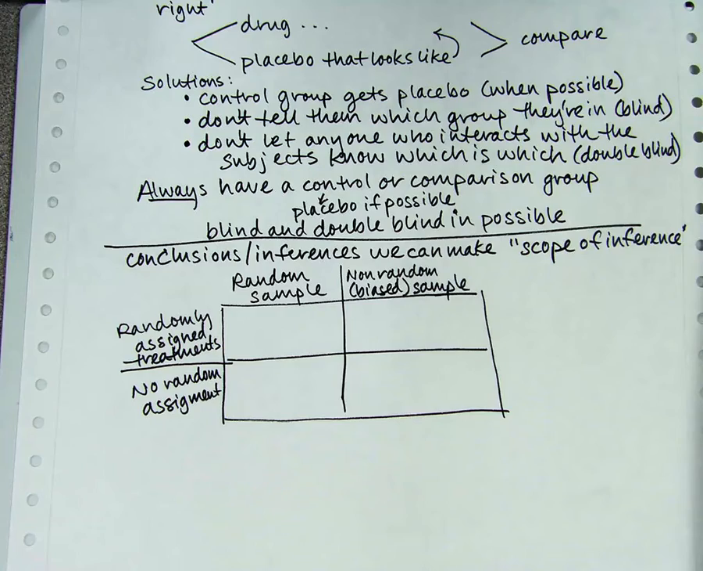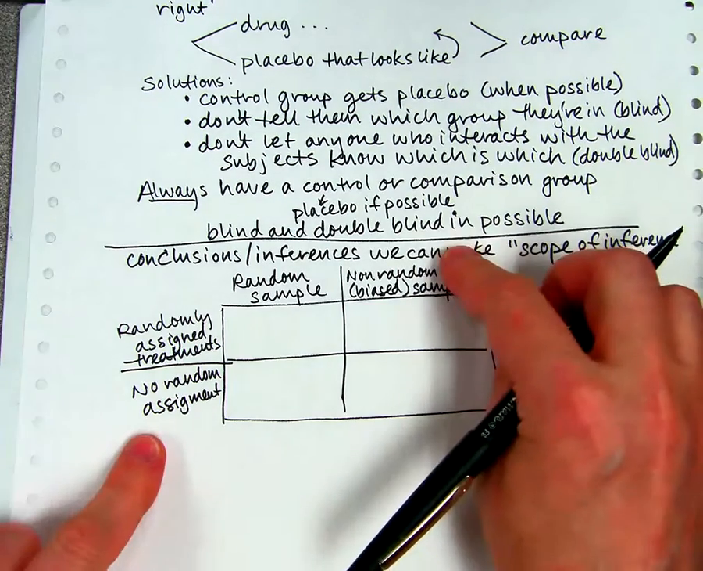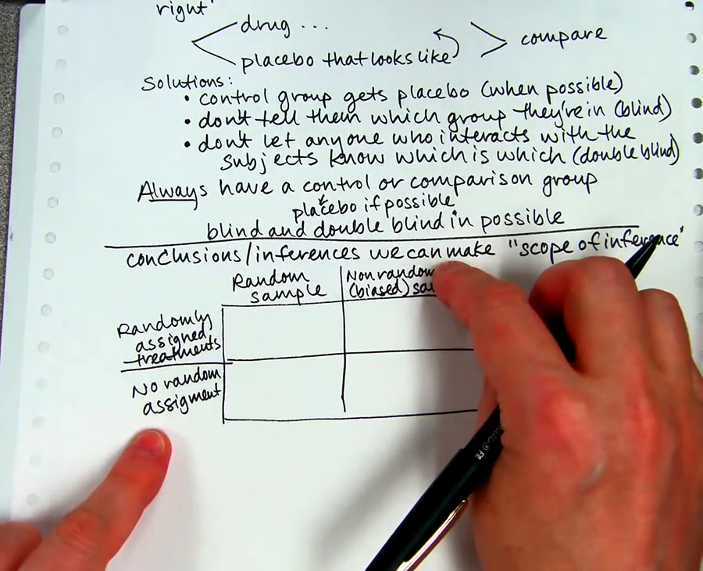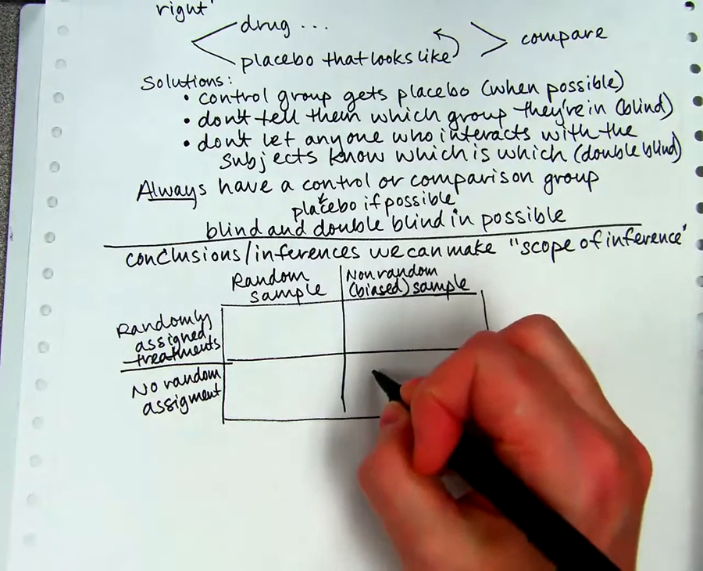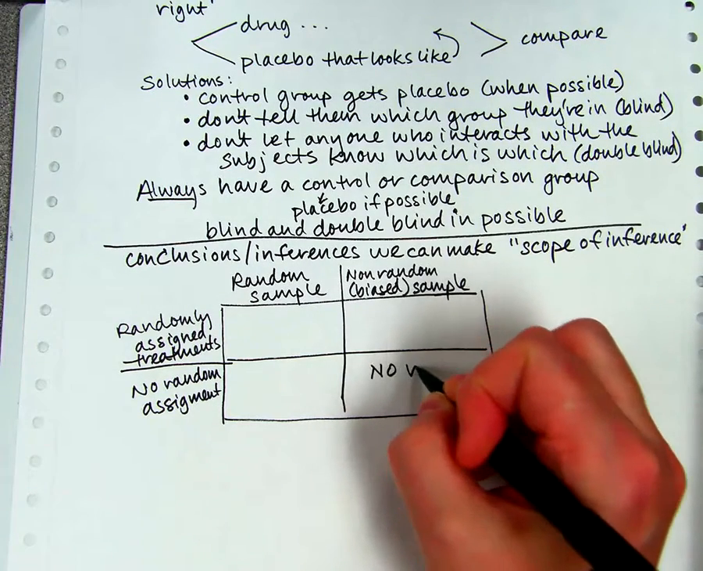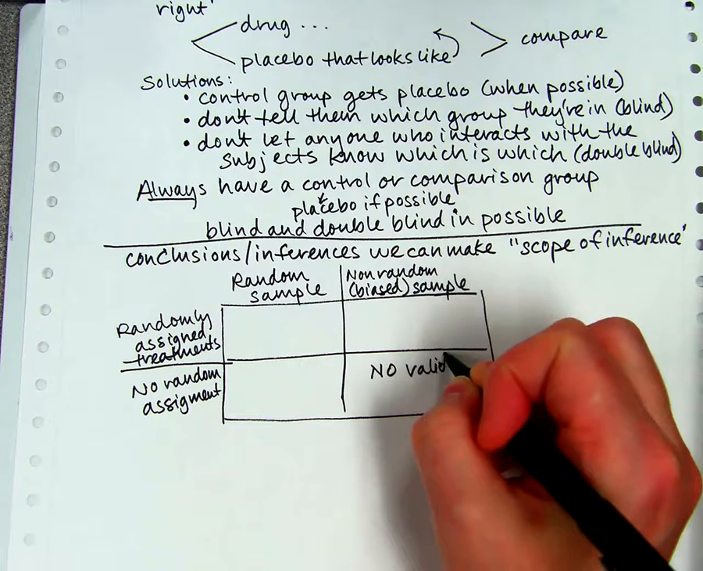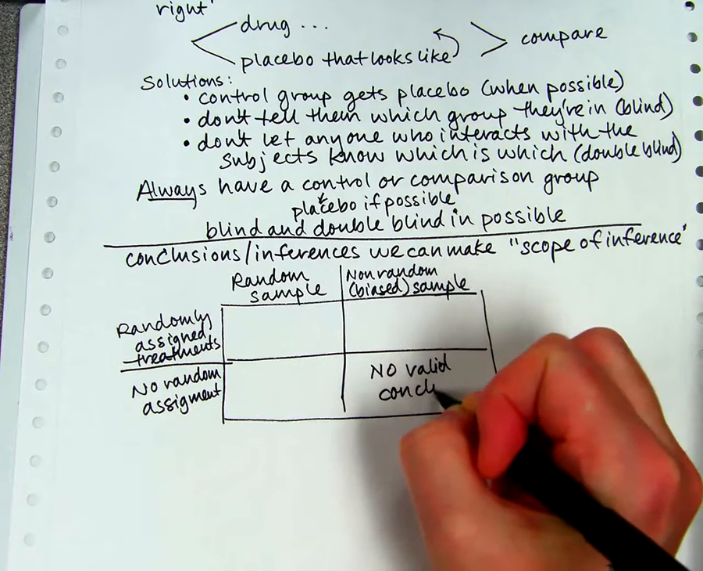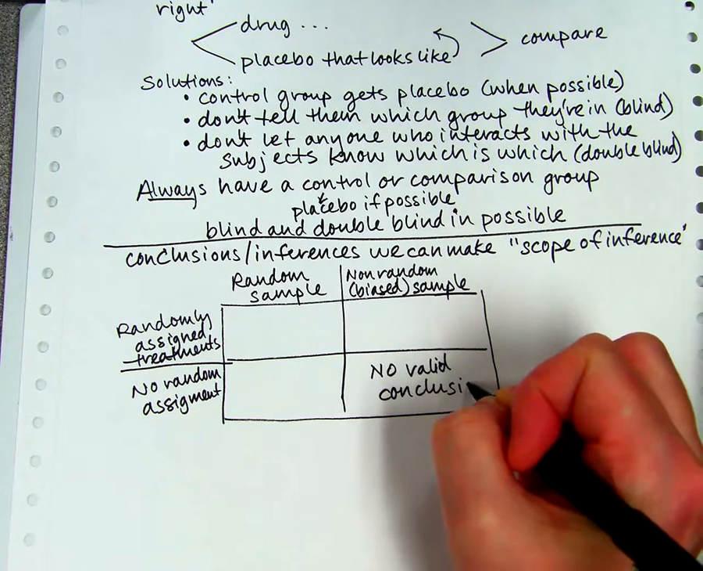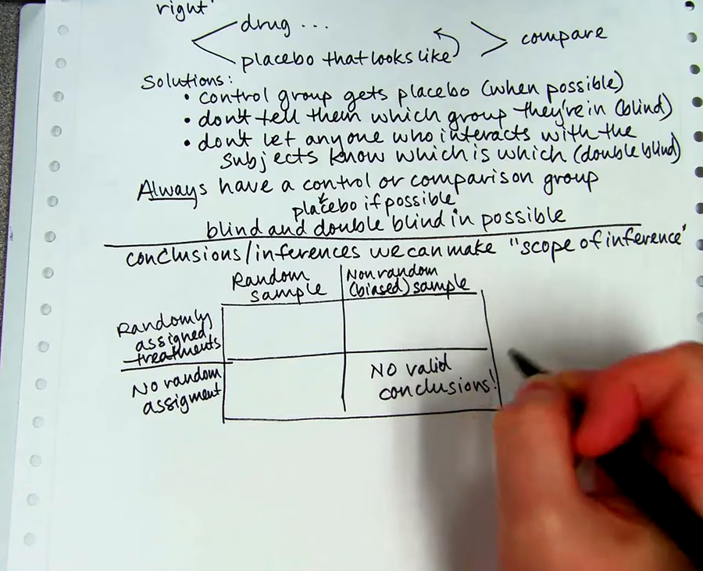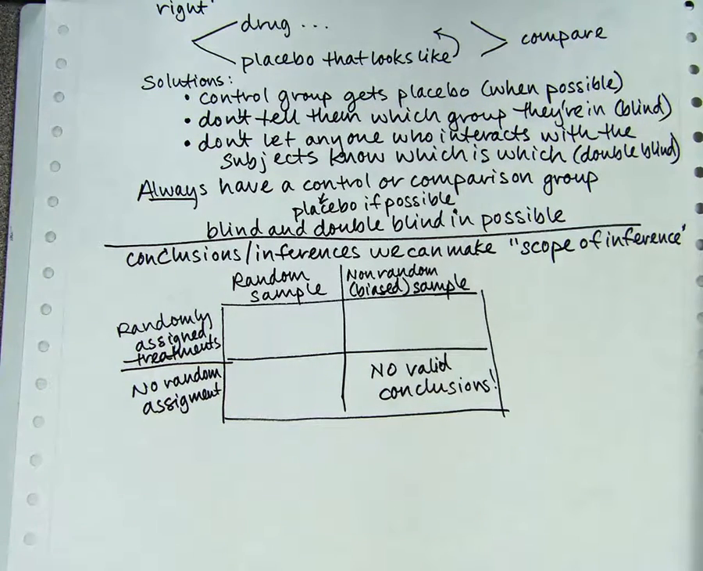And I'm going to start with the worst one of all. If you don't randomize the sample or the assignment of treatments, there are no valid conclusions you can make. You haven't done anything right. I'm sorry. And that's why I said that random is like the most important concept in this chapter. You can't make any valid conclusions about anything if you don't randomize, because there's so many confounding variables.